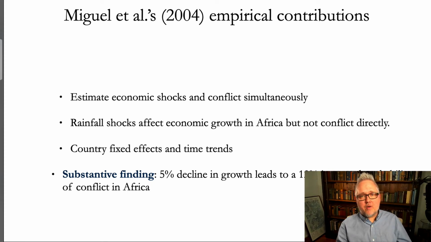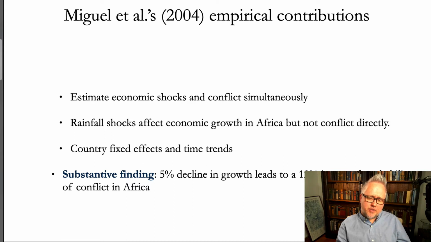In this paper, they focus on rainfall as a possible exogenous effect on economic growth. The more rain there is in agrarian societies, the more likely you're able to grow your products and produce more, right? But that rainfall shouldn't directly lead to conflict itself.